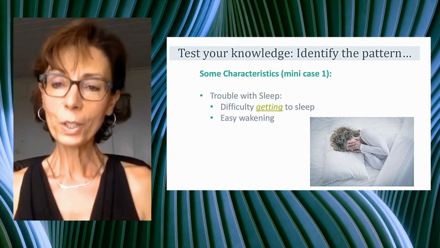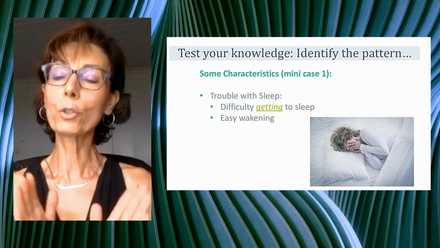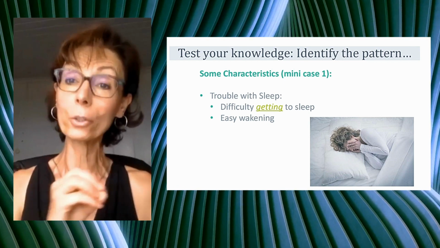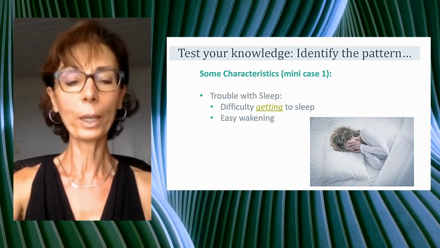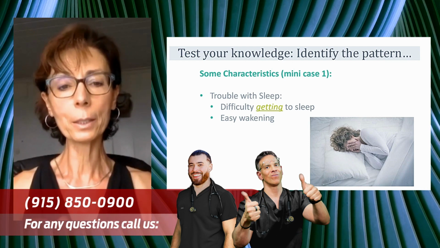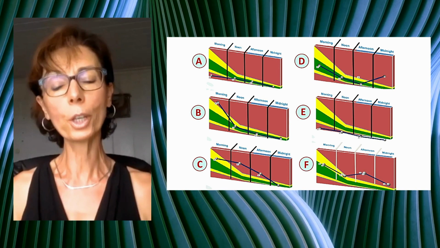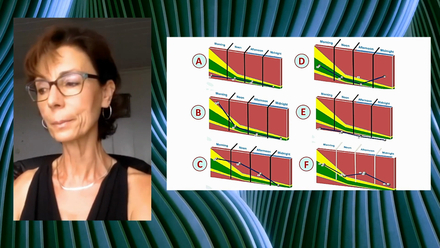This is someone who presents to you complaining of having trouble with sleep. The main complaint is difficulty getting to sleep and having easy awakening. So let's look at these 6 responses and see which one you think it's most associated with. I'm going to give you just a few seconds.